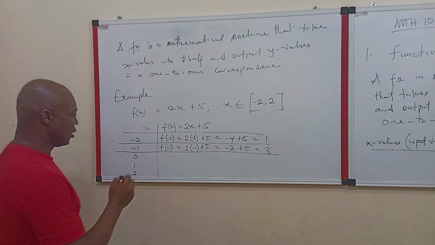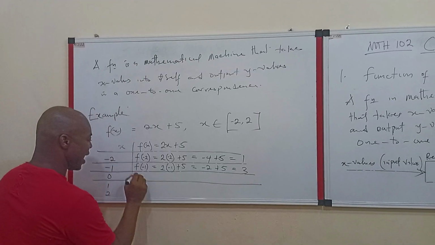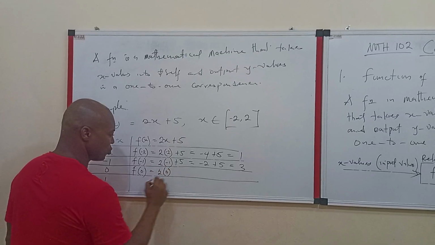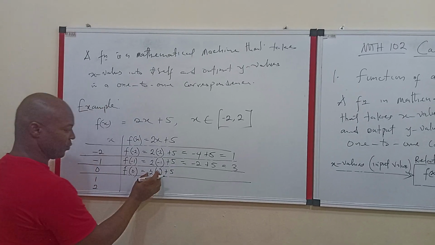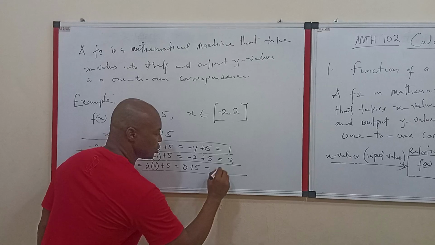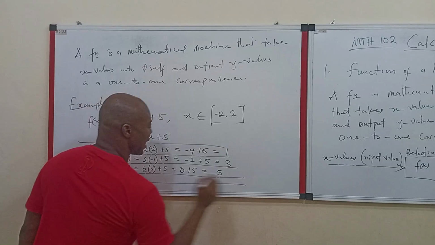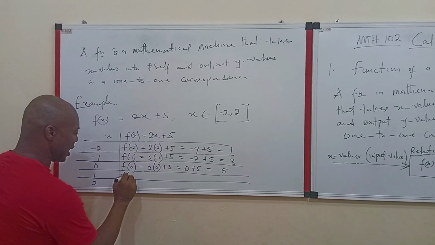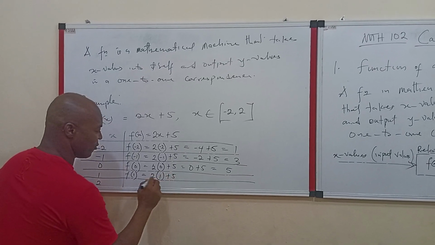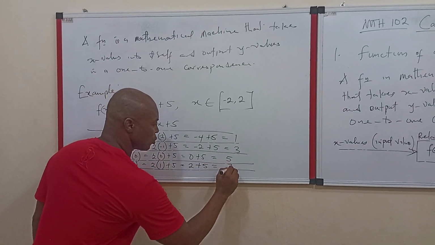That's what you have. Now, if we say let x take 0, when x is 0, what happens? We have 2 into 0 plus 5. This part will give you 0 plus 5, so the end result becomes just 5. Then when x takes 1, what happens? We have 2 into 1 plus 5. 2 into this will give you 2 plus 5, which is equal to 7.